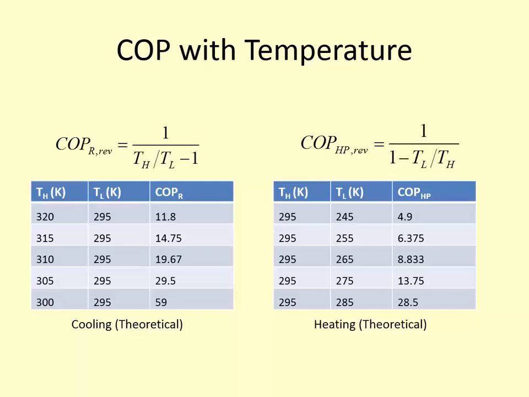Okay, so you can kind of see what I'm talking about, that you've probably experienced this in practice. It's harder to keep your house warm when it's colder outside, right? Your heat pump has to work harder. And it's because, in part, the coefficient of performance decreases the larger the temperature difference is between what you're trying to heat and where you're getting your heat from.